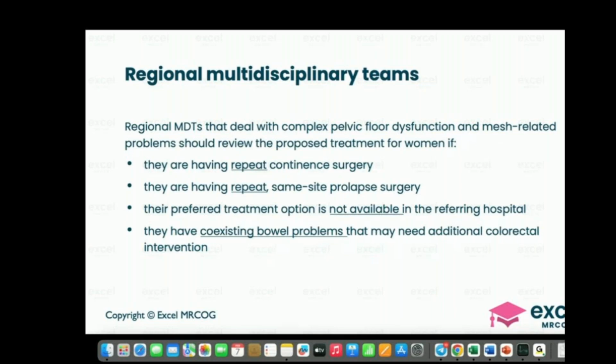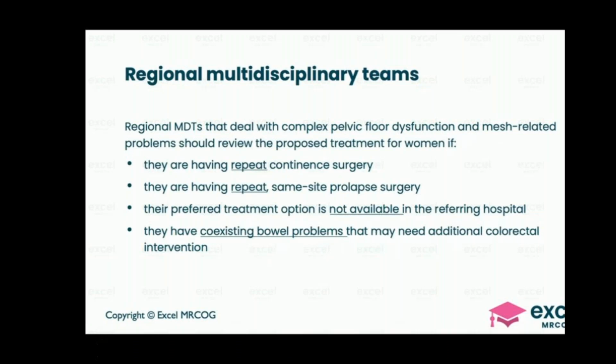Yes. So if it is a different site of prolapse, that means it's a different area altogether, right? So you can just go to the local MDT. But if it is the same site prolapse, that means you're operating in the same scarred area where you have already operated. Then it is regional MDT. Then, if the preferred treatment option is not available in the referring hospital, you need to send her to the regional MDT, because then they will see where that particular option would be made available to her.